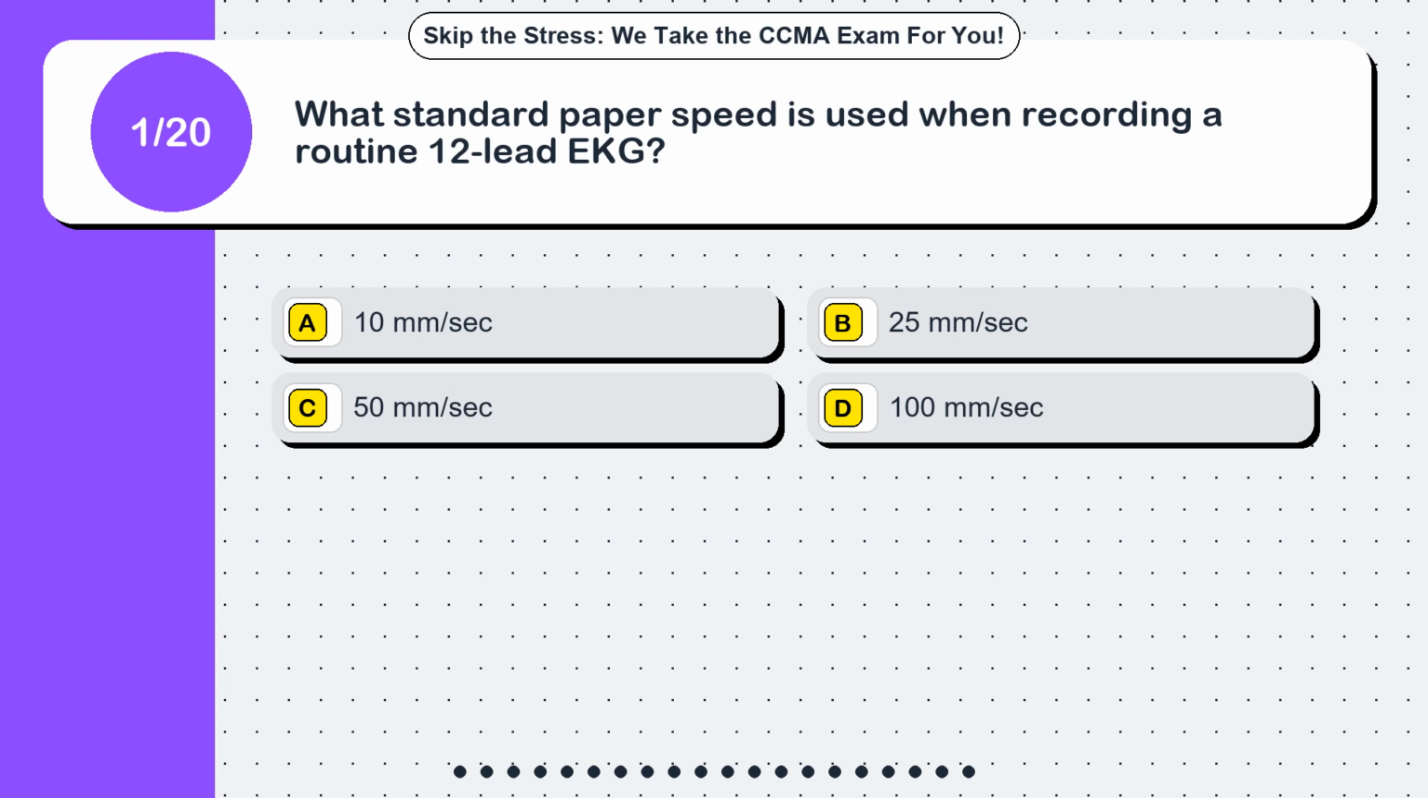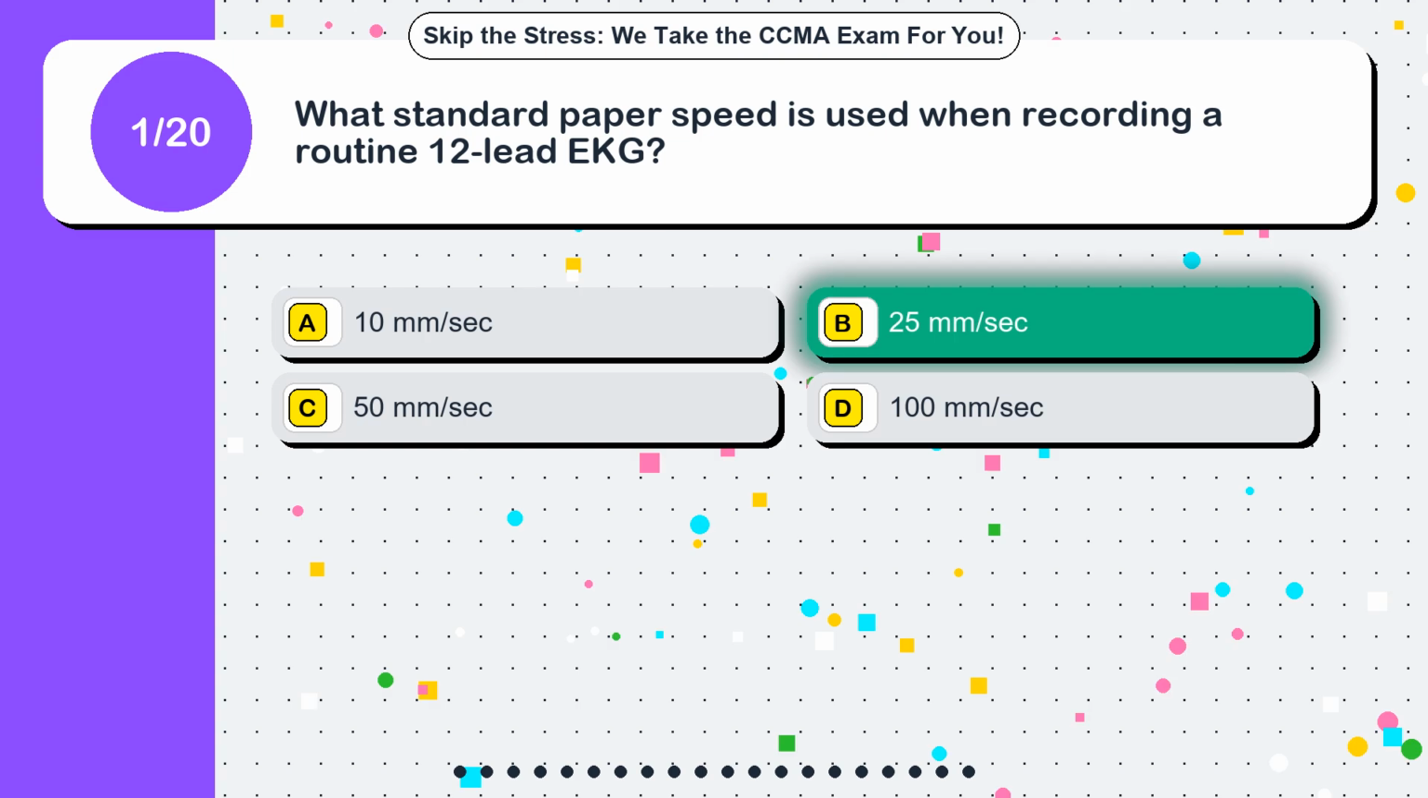Question 1. What standard paper speed is used when recording a routine 12-lead EKG? Option A, 10 mm/sec. Option B, 25 mm/sec. Option C, 50 mm/sec. Option D, 100 mm/sec. The correct answer is option B, 25 mm/sec.